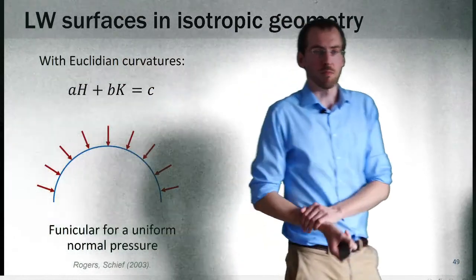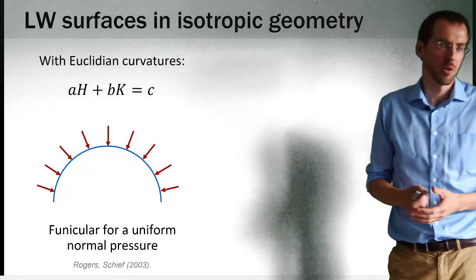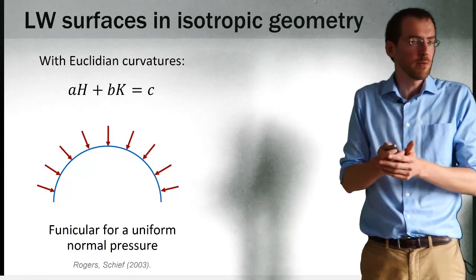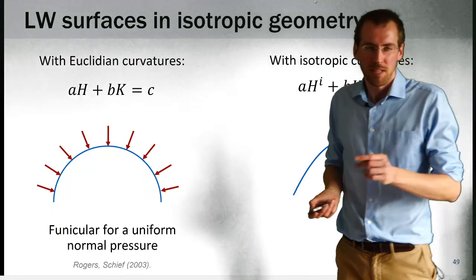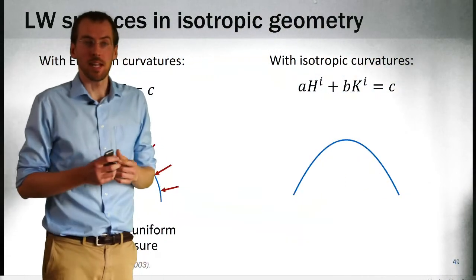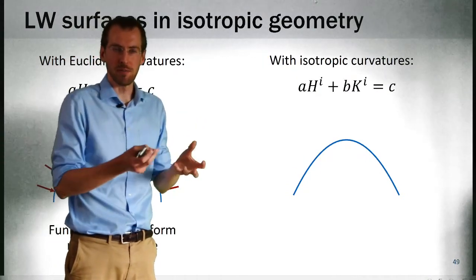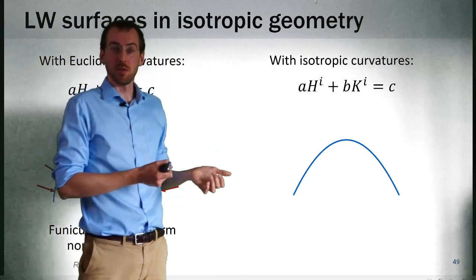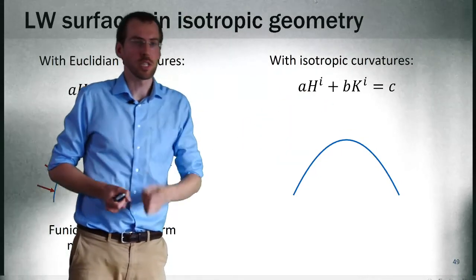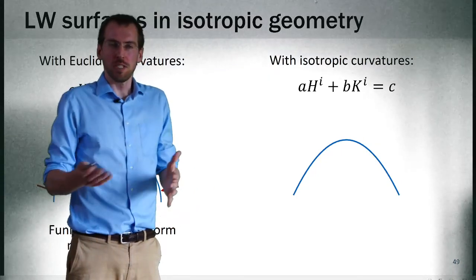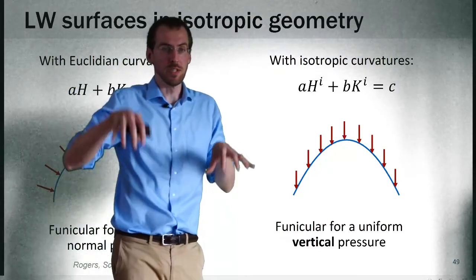So now you might say that, okay, it's nice to resist a uniform pressure load, some type of wind load, but if you have a heavy structure, the vertical loads will be dominant. Well, it turns out that if you look at this linear Weingarten relation, not using the traditional mean and Gaussian curvature as we define them in our usual Euclidean setting, but in the setting of isotropic geometry, so you have different ways to describe the mean and Gaussian curvature of a surface, then you get a different family of shapes, which surprisingly are funicular for a vertical uniform pressure.